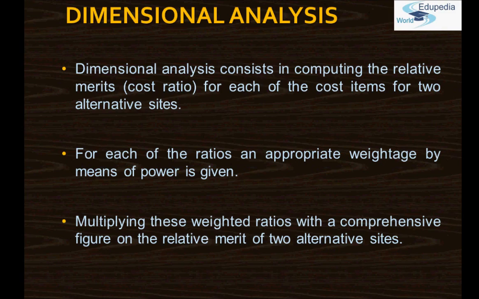What we do here is we take the ratios of both the sites selected. We take each factor one by one, we take the ratio of the value of the first factor of both the sites, and we raise it to a certain weight. The weight is taken as per the importance of that factor, and the weight is put in the power. Then all of these factors are multiplied, and finally we come up with a comprehensive figure which gives us the value of the dimensional analysis for these two sites, and this is given in terms of the cost ratio.